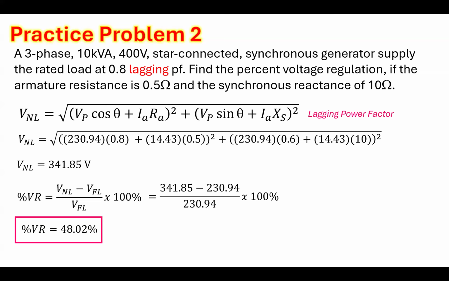So napakataas ng voltage regulation. So hindi maganda ito kasi naaapektuhan nito yung overall efficiency. Ibig sabihin, there is a poor voltage regulation kapag ganito kataas. Dapat mababa lang talaga, siguro 5% below lang talaga dapat ang voltage regulation. Okay? So hindi maganda yung performance ng alternator na to pag ganito kataas.